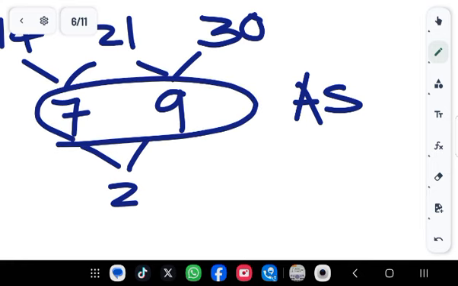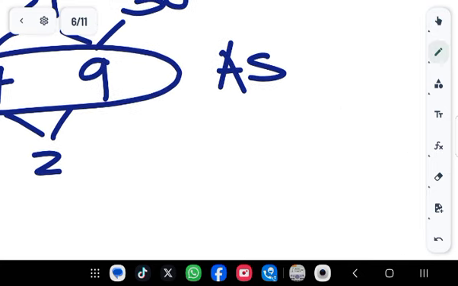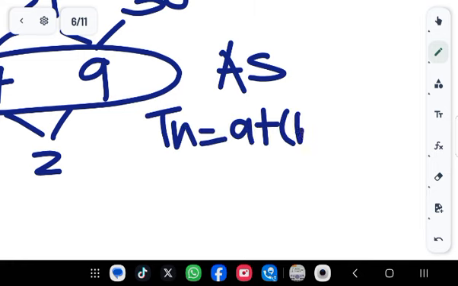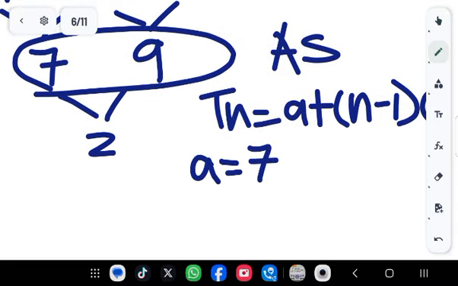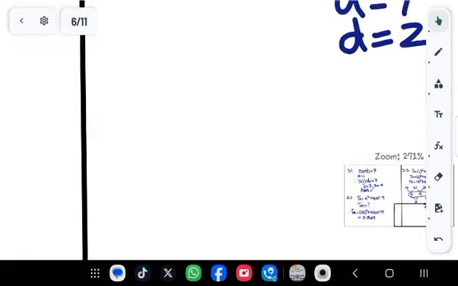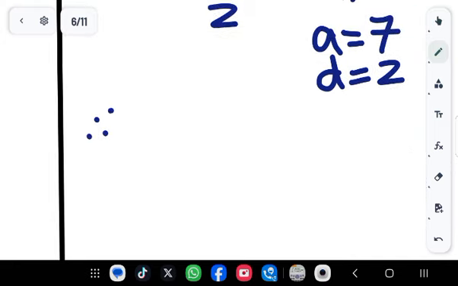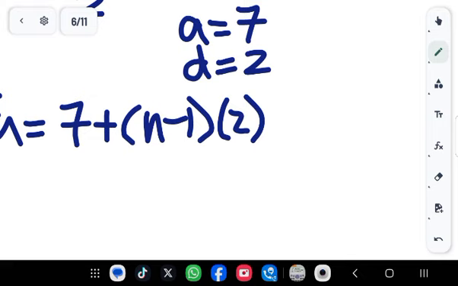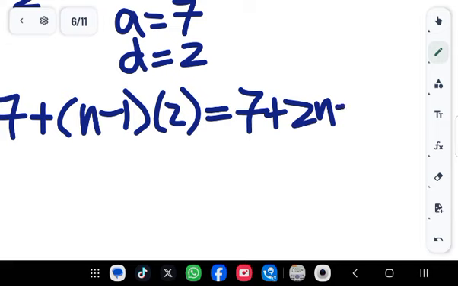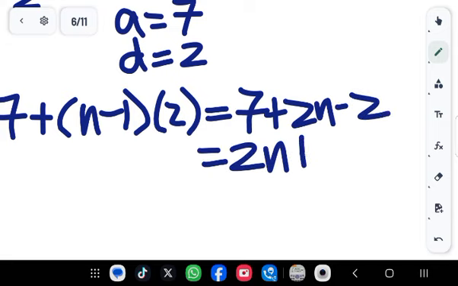This is the level. This forms an arithmetic sequence with the general term a plus (n minus 1) times d. And with our a equals to 7 and our constant difference equals to 2. Now let's find that general term. Therefore, the general term will be 7 plus (n minus 1) times 2, which equals 7 plus 2n minus 2, which equals 2n plus 5.